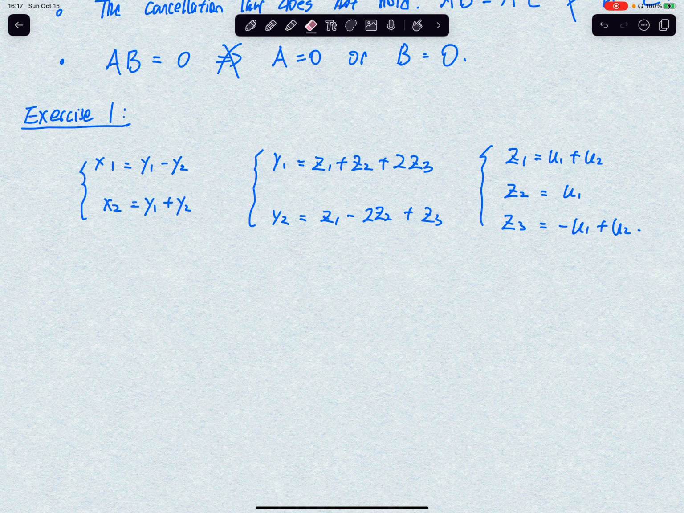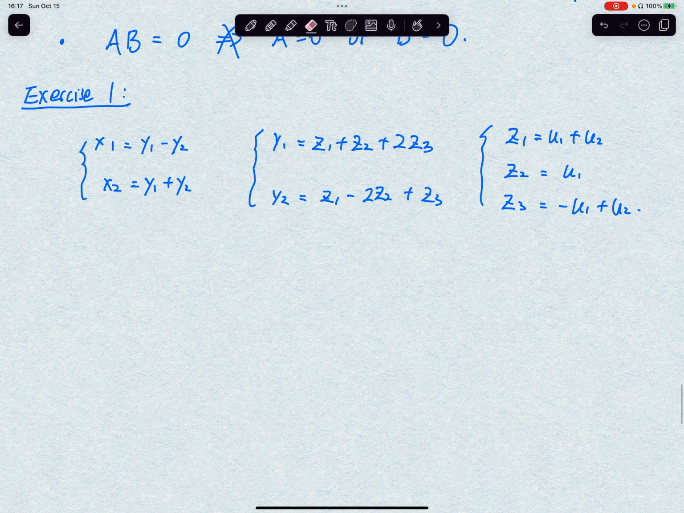And if we want an expression for x1 and x2 in terms of u1 and u2, we shall need to multiply the corresponding matrices. So that is, if we write for the first matrix, 1, minus 1, and 1, 1, representing y1 and y2 respectively, and we multiply by the second matrix, which holds the coefficients of each of z1, z2, and z3, so that is 1, 1, and 2, and in the second row is 1, minus 2, and 1.